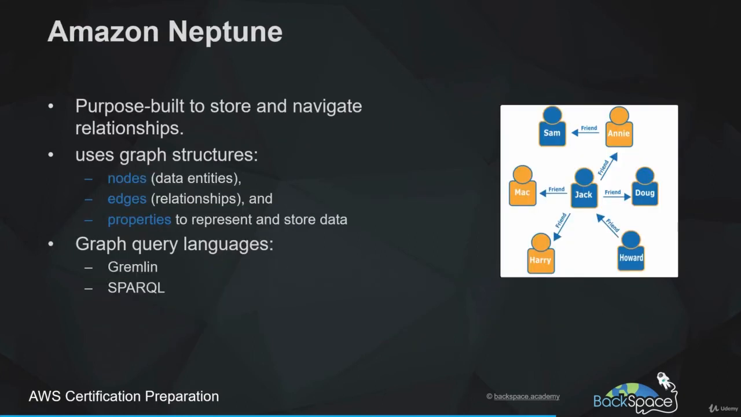Amazon Neptune is AWS's graph database as a service. A graph database differs from a relational database and it differs from a NoSQL database. It is purpose-built to store and navigate relationships. It's focused on relationships, even more so than a relational database. Now, if you want to learn a lot more about graph databases, I think the best place to go is icij.org. And that is the website for the International Consortium of Investigative Journalists.